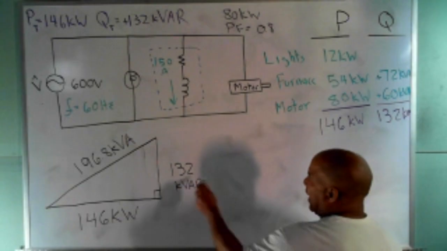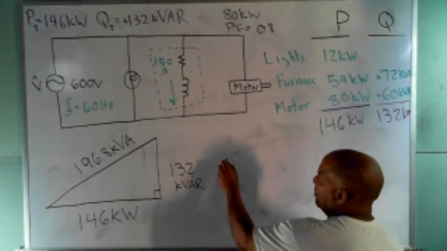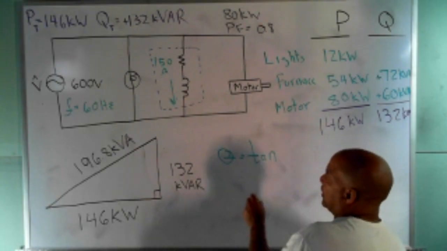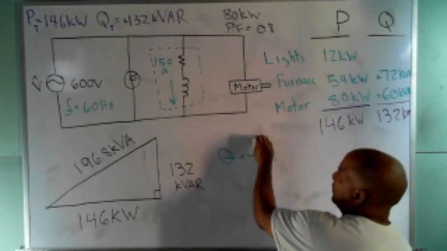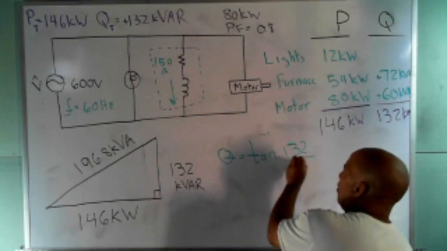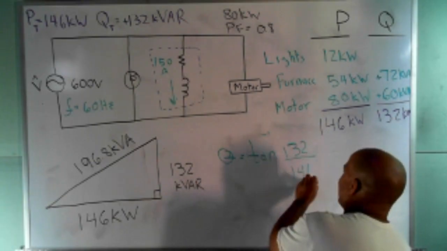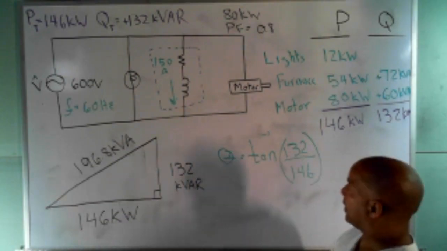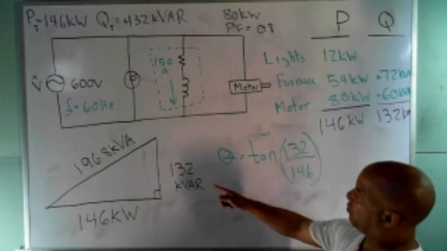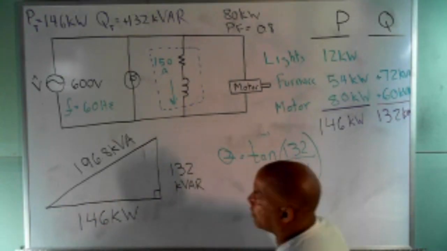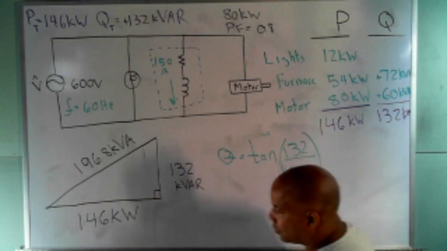So I know the opposite. So the tangent of the angle is the opposite over the adjacent. So if I take the inverse of that, the inverse tangent of 132 over 146, that'll give us this angle right here. So do the inverse tangent of 132 over 146, and let me know what this angle is in here. It's 42.12 degrees.